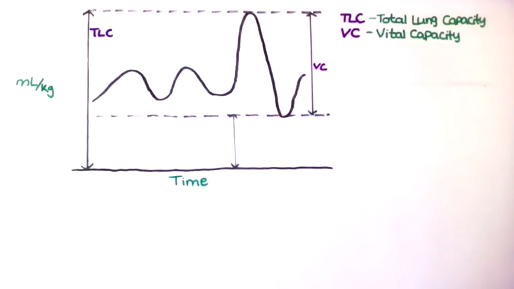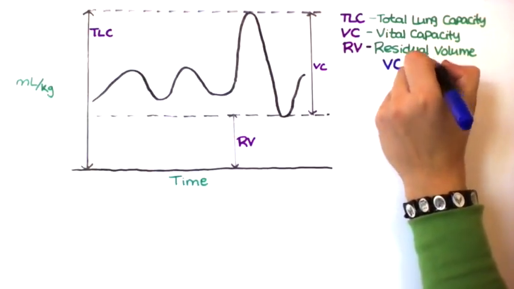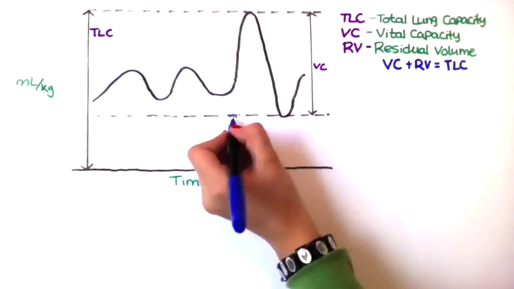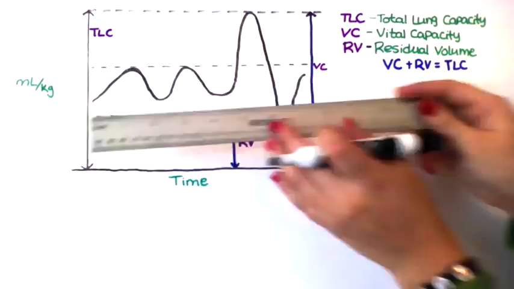The residual volume is the amount of gas remaining in the lungs after a maximal expiration. So as you're sitting there and you blow all the way out as far as you can, the amount of gas that remains in the lungs is the residual volume. Normally, it makes up 20% of the total lung capacity. Vital capacity plus residual volume equals total lung capacity.